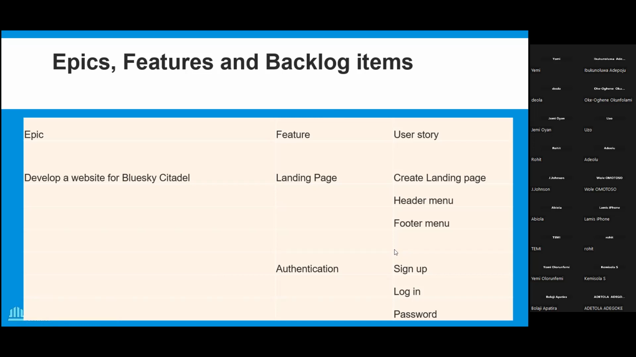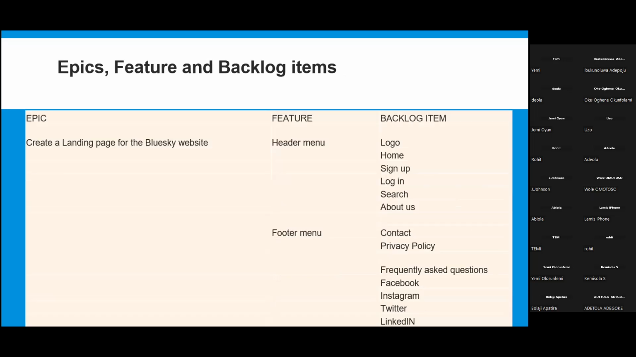So where were we? Epics, features, and backlog. Some organizations refer to user stories as product backlog items. In fact, I think if you go on your Azure board, it will be showing there as a product backlog item. That's another way of calling it. So this is another example. And the reason I put this example is to show us that depending on the kind of project you are doing, your epic can differ.